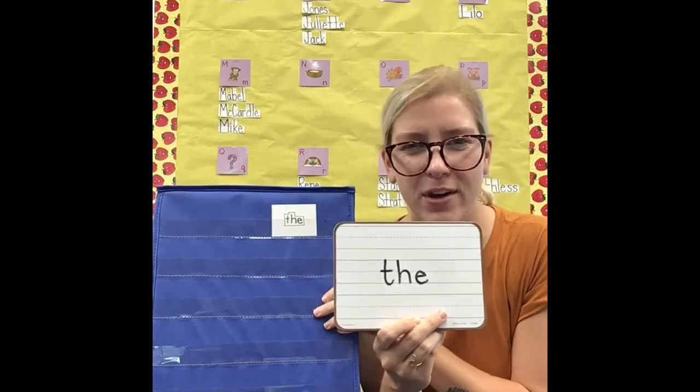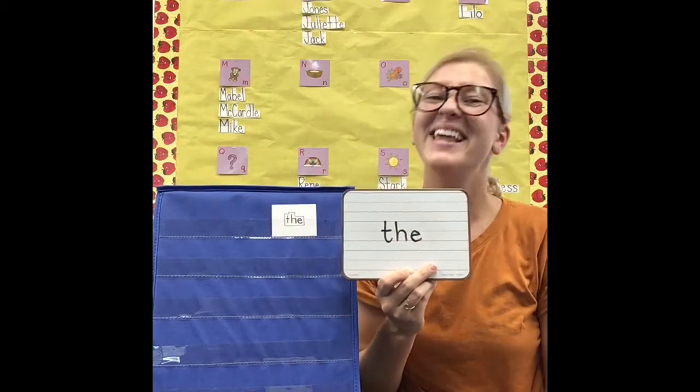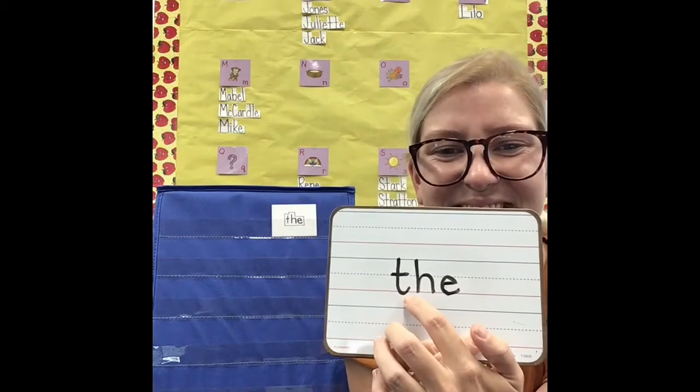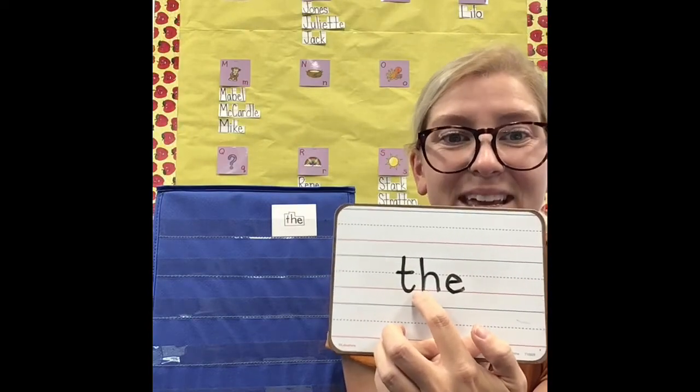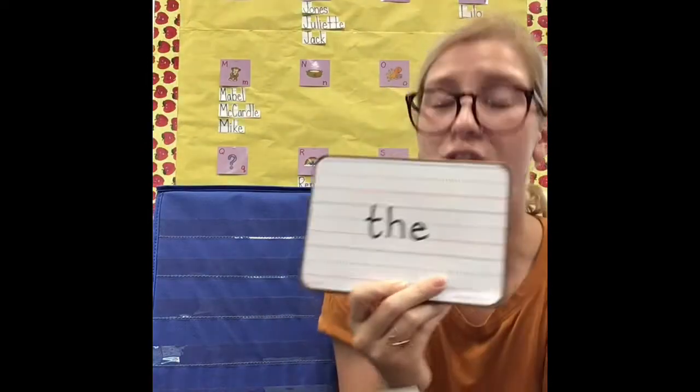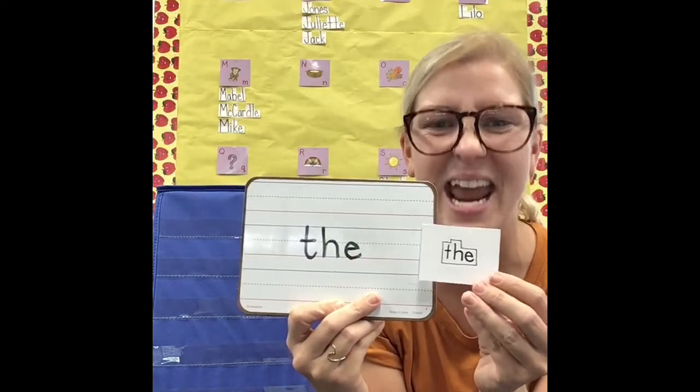Can you tell what's so different about this the? The T in this the curves at the bottom like an umbrella. The T in this the goes straight down. They look a little different, but they're the same word.